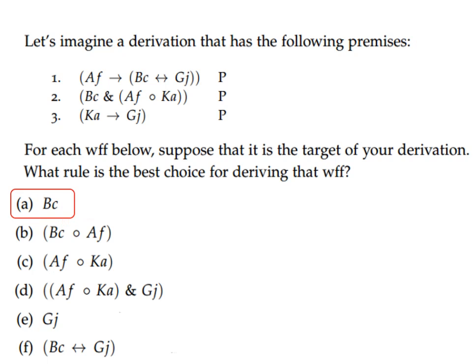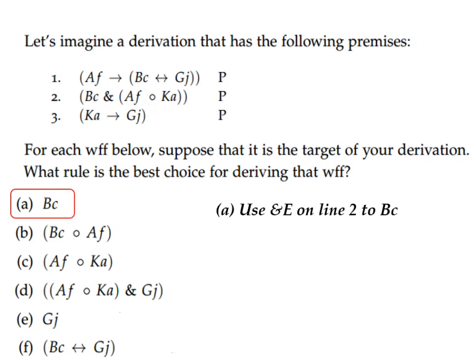Is there a way that you can get BC out of the premises? Well, you could, it's right here. If you have AF, and then you can get this piece, and you can get GJ, then you could get BC, but that seems like a lot of work. If you just look at line 2, BC is really accessible to you. You could extract BC out of that using an elimination rule. Which elimination rule is it going to be? You want to eliminate this connective and all of that, and so that's going to be ampersand elimination. You're going to use that on line 2 to get BC, and then you're done. You've got your target.